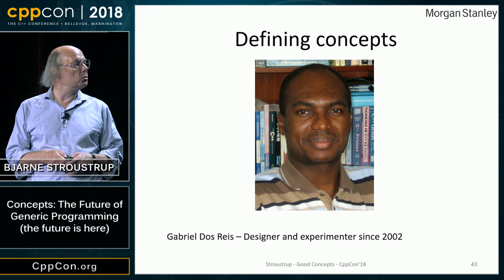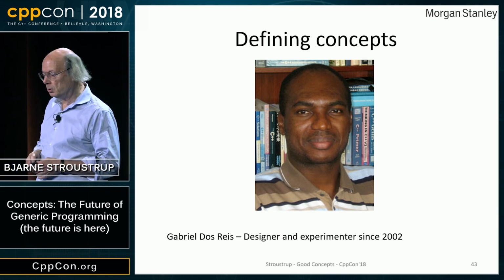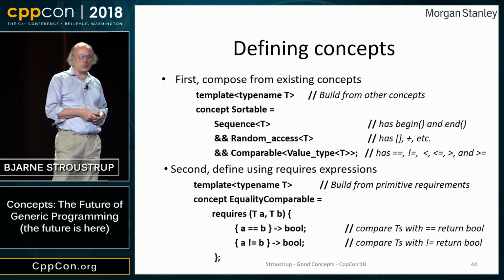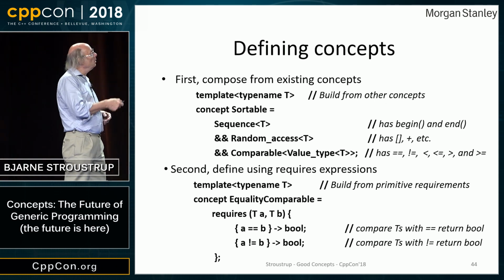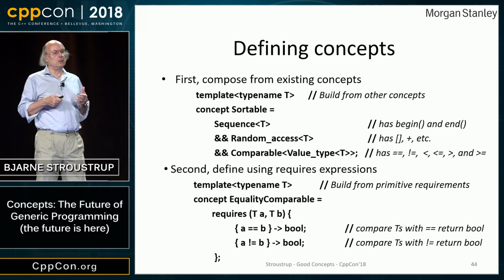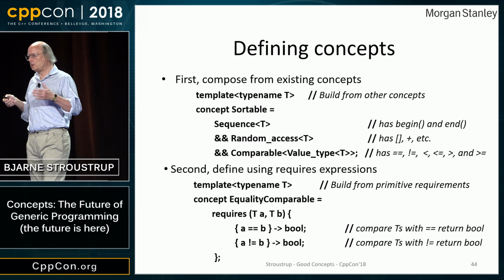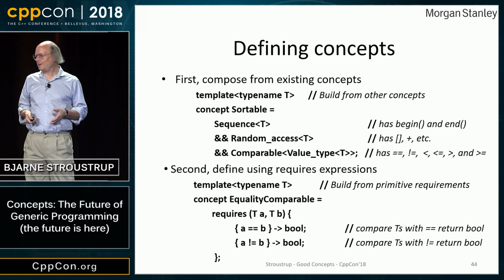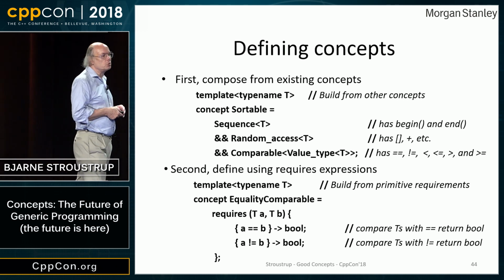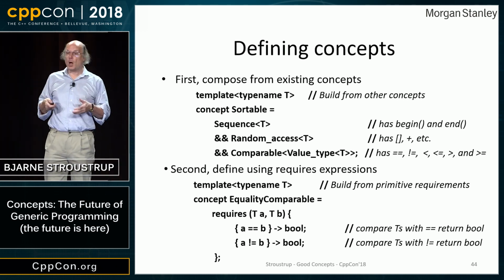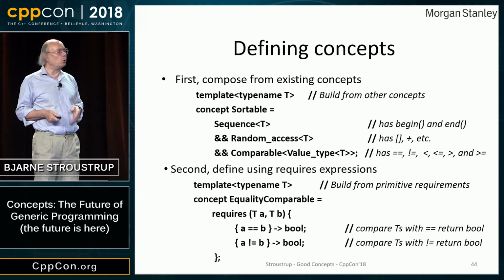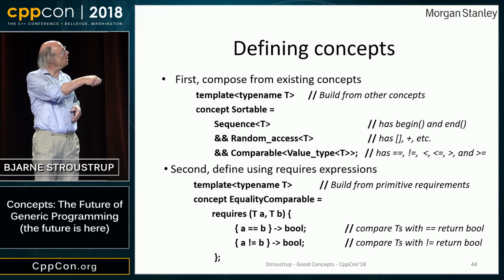There's Gabby Dos Reis, who worked with me and others for many years for building up this kind of stuff. If you are going to use some concepts, obviously the first choice is to find some concepts that somebody else has built. I have a slide of some sources, but basically the range library and the working paper from the standard has examples. But if you have to build your own one, the best thing to say is that you can build it out of existing things.